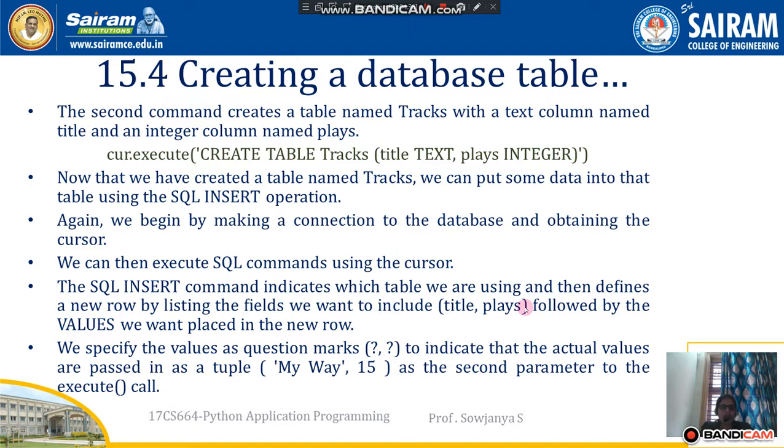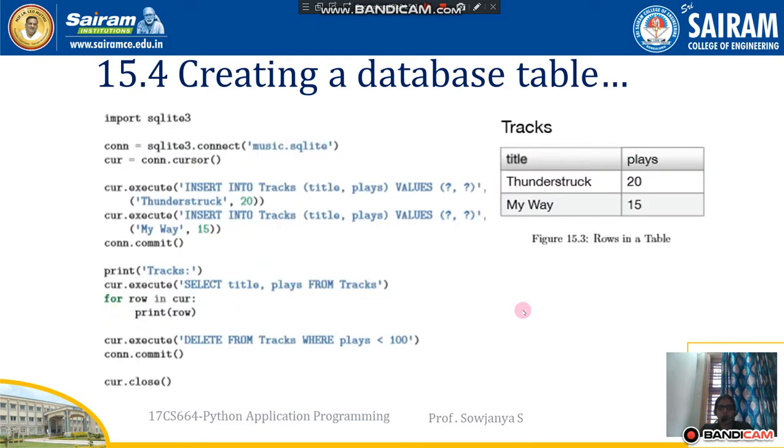We specify the values as question marks to indicate that the actual values are passed in as a tuple. So we write My Way as the value for title and 15 as the value for the integer, as the second parameter to execute. How can we do that?